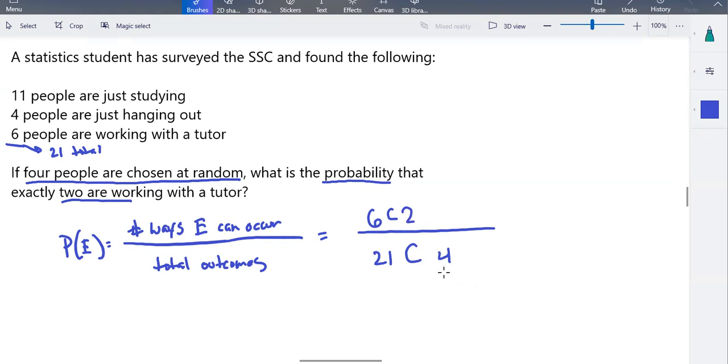So this looks pretty good, but one helpful tip when you're working with probability and combinations is that the numbers before the C in the numerator and the denominator should add up to be the same. And then the numbers after the C should also add up to the same. Now, obviously, I'm missing something because 6 does not equal 21 and 2 does not equal 4. So I'm missing something. Let me show you what I mean.